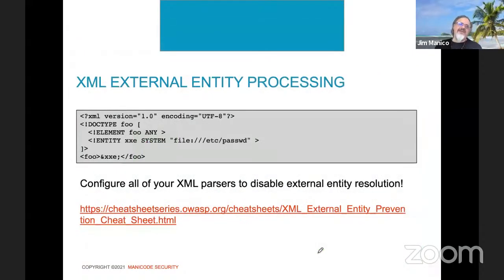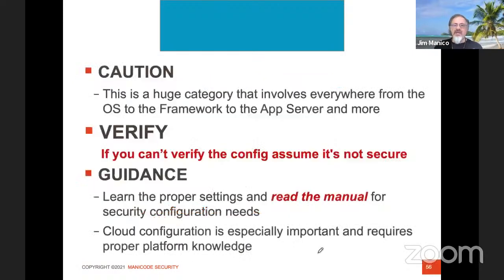And by the way, XXE was part of the last OWASP Top 10, and that's just a configuration problem in your XML parser. So if you still have questions about XXE, there's a cheat sheet to show you how to configure your XML parser in a good way. And so be careful. It's a huge category. It's super complicated. It involves everything in your world. If you can't verify the config, assume it's not secure. Read the manual, go through hardening guides, get access to a subject matter expert.